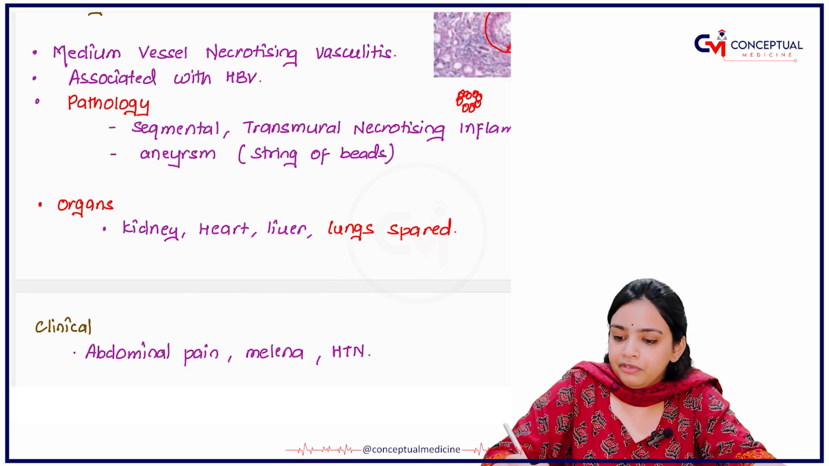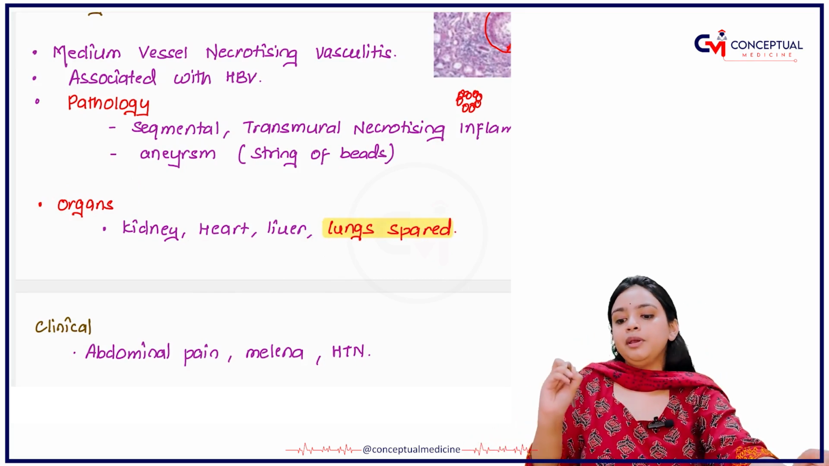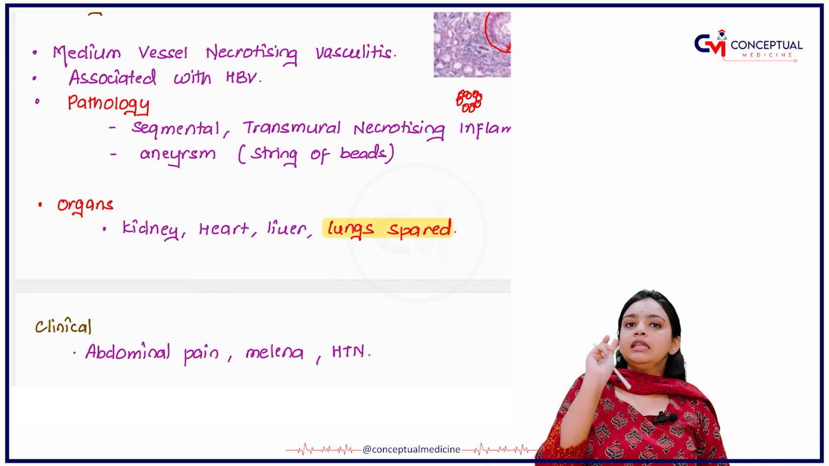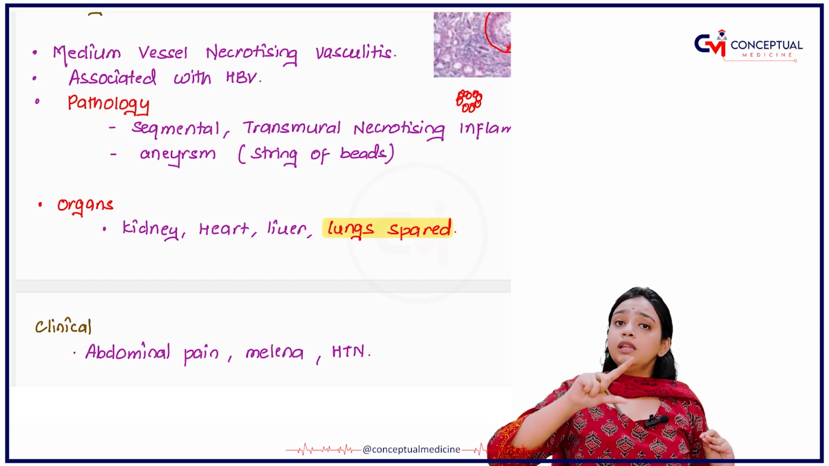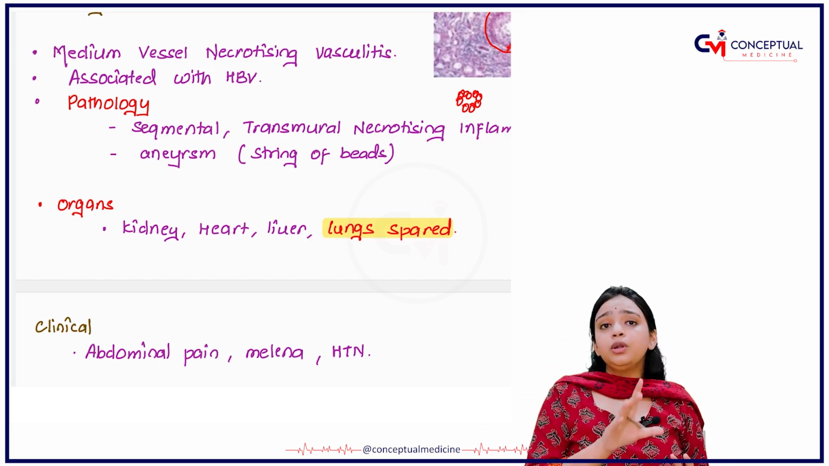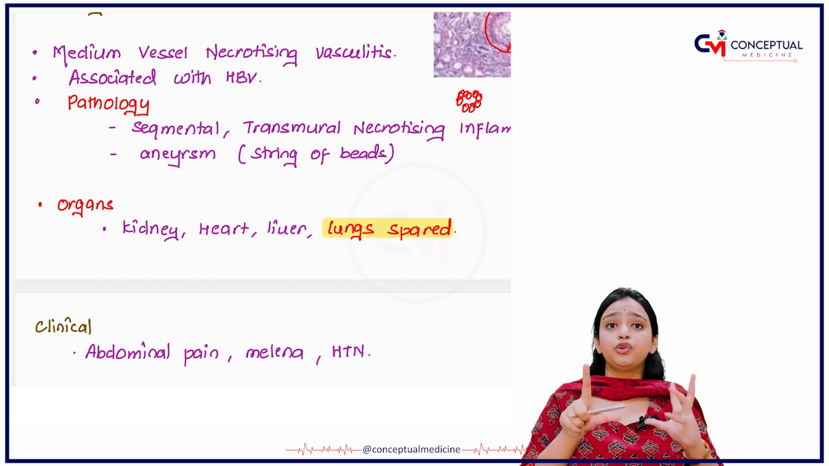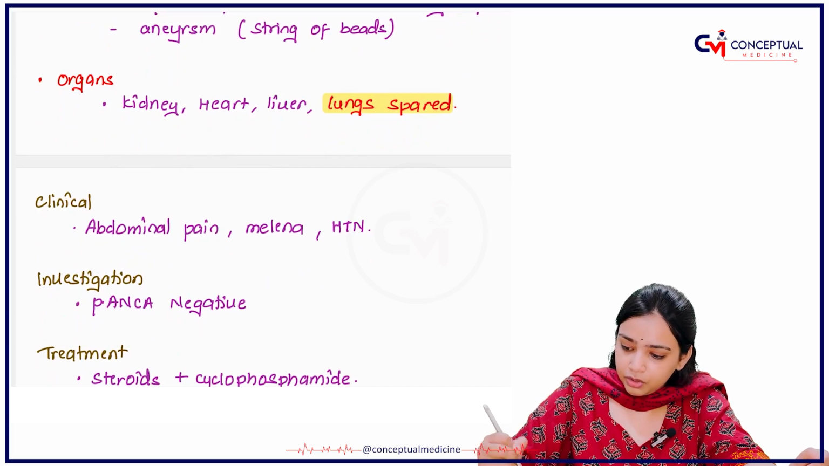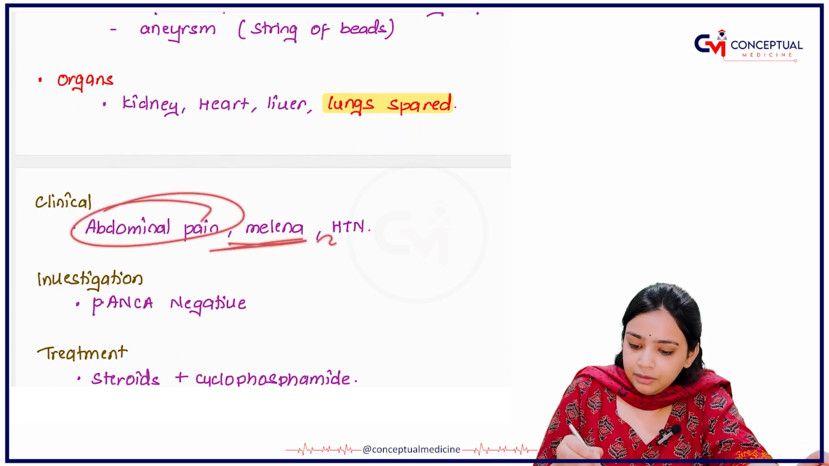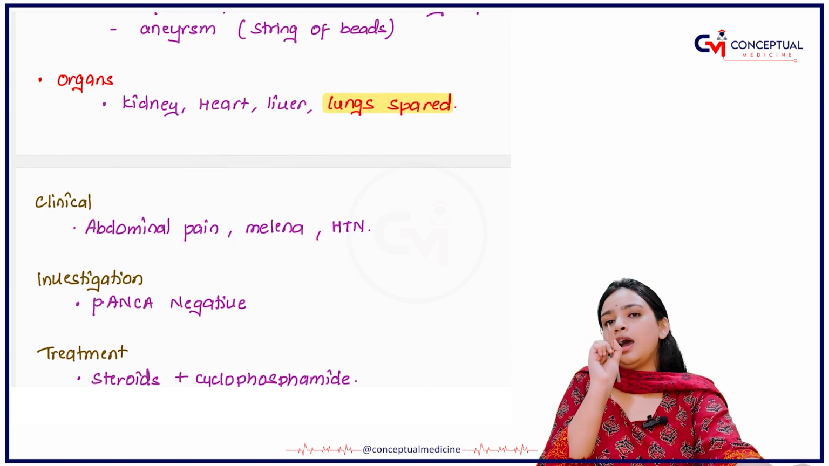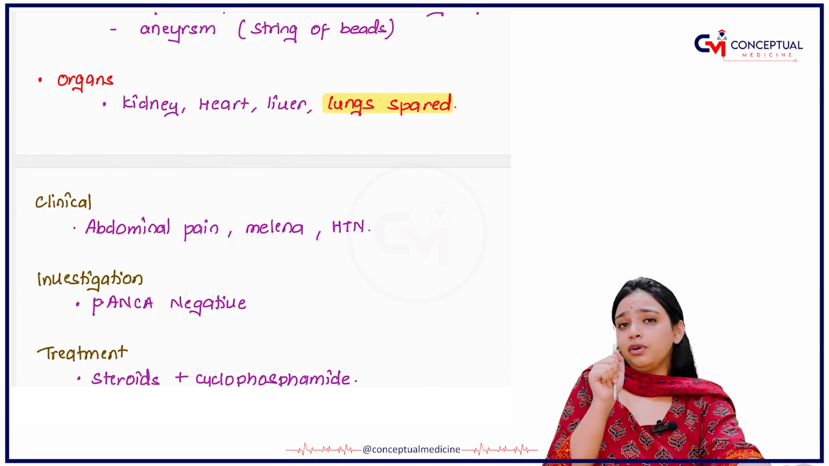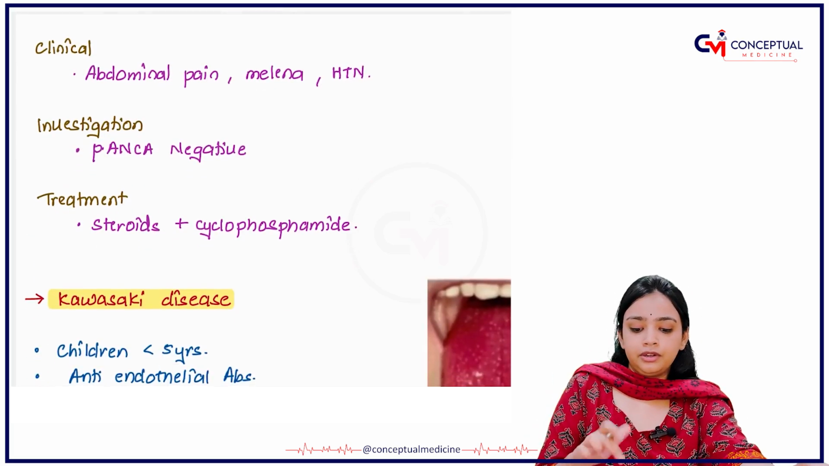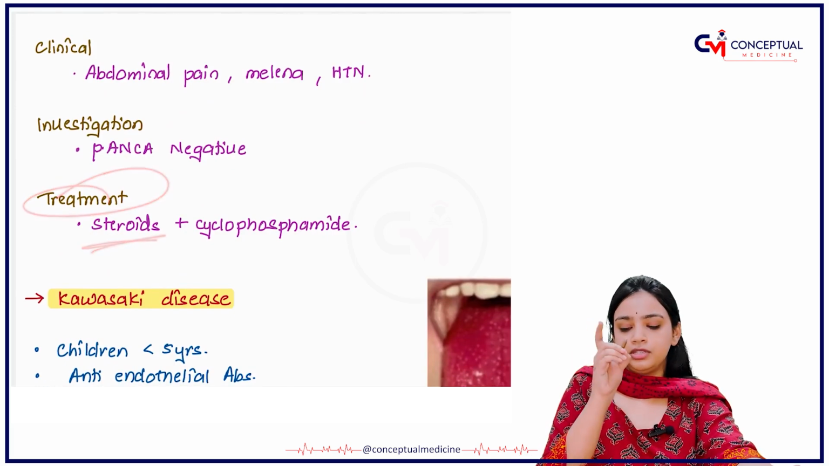So you have to be very, very careful about the things that are spared, because there are probable chances that they will make this question an MCQ, because it is an exception, right? And you don't want to lose your marks in your MCQs as well as in your university exams, right? So that's the thing. In the clinical features, you will have abdominal pain, melena, and hypertension. And what is the criteria of hypertension we are following right now? Tell me. Investigations, you will be able to see the P ANCA is negative. Treatment, see, I told you, steroids. First thing you will write.